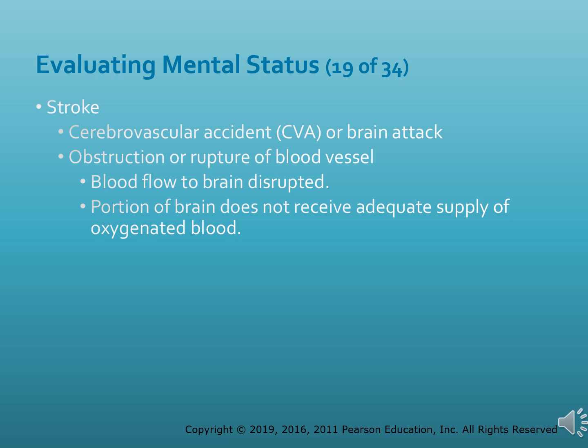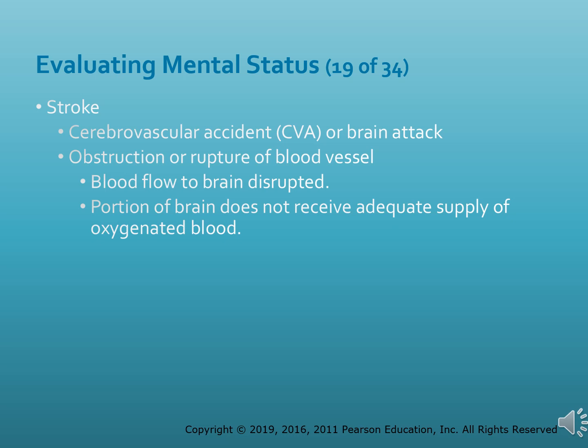During a stroke, also called a cerebrovascular accident, a CVA, or a brain attack, obstruction or rupture of the blood vessels happens, blood flow to the brain is disrupted, and a portion of the brain does not receive an adequate supply of oxygenated blood. So compare and contrast the difference between obstruction and rupture of blood vessels in the brain.